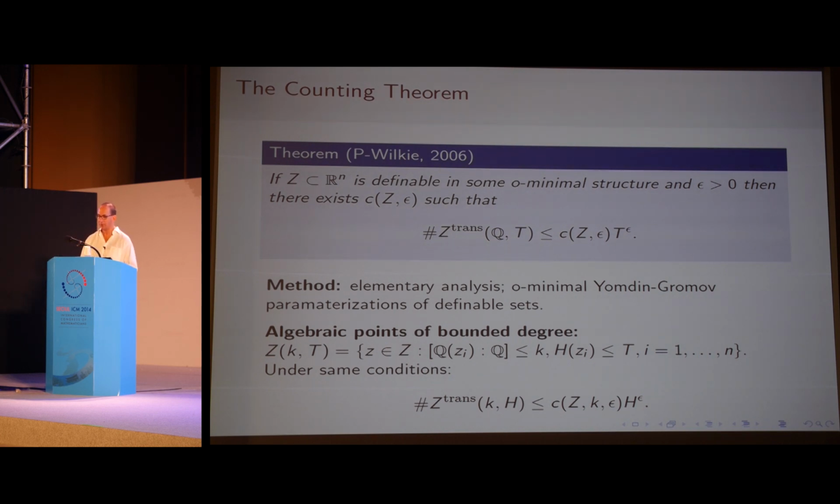And I also want to observe that one can prove a result of the same quality for algebraic points of bounded degree. For example, points whose coordinates are all quadratic, where now the height is defined by the coefficients of the minimal polynomial in integer form. And we will need this. All right.